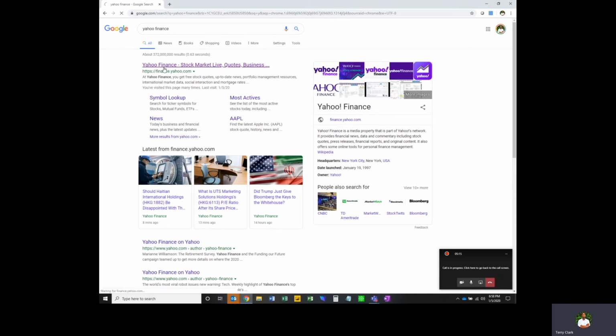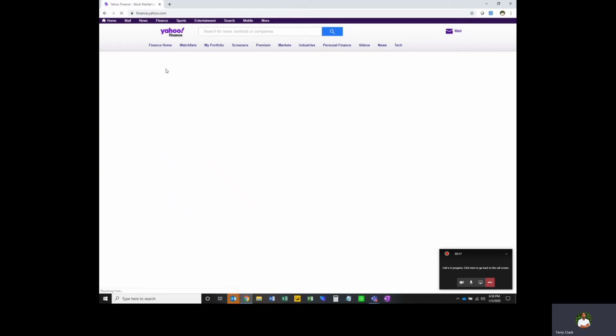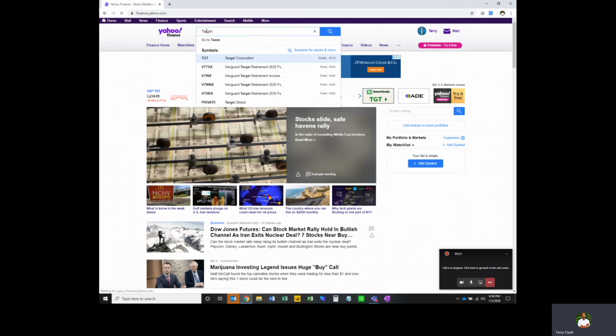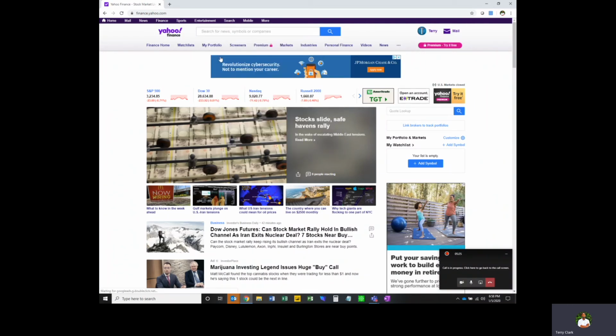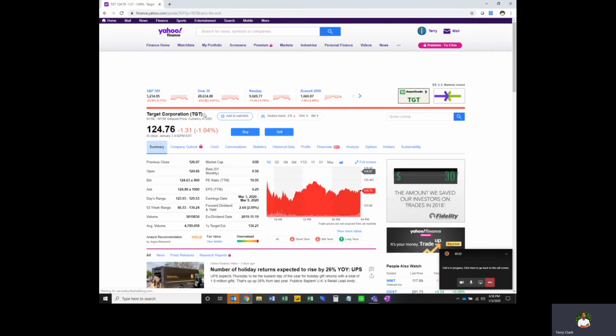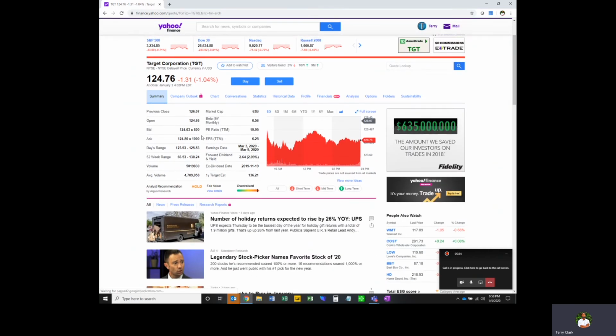One thing I like to do is go to Yahoo Finance. If you don't know the stock symbol, sometimes you can just type in the company name. For today, we're just going to use Target. The Target stock symbol, as you've seen, is TGT, right here. So let's look at this information.